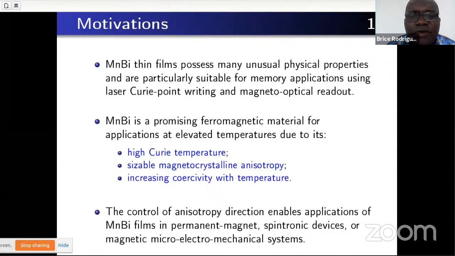MnBi also is a promising ferromagnetic material for application at elevated temperature due to its high coercivity compared to sizable magnetocrystalline anisotropy, increasing with temperature.